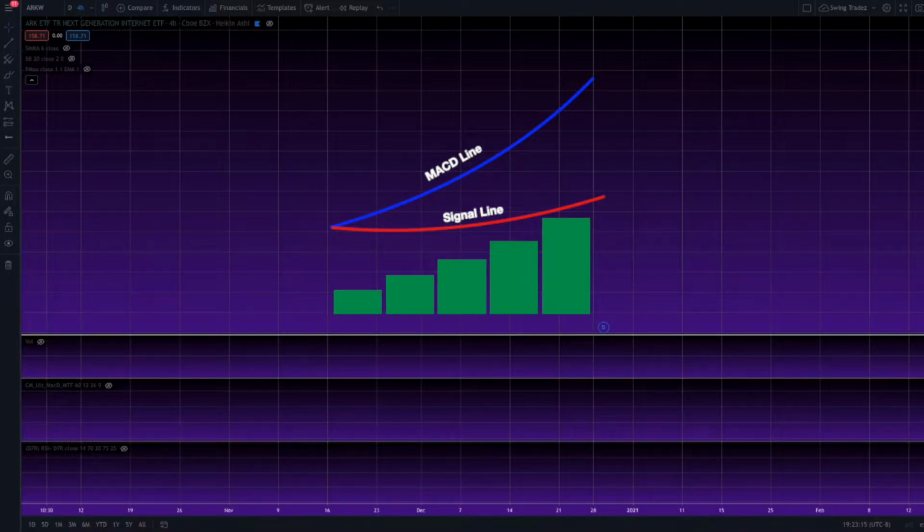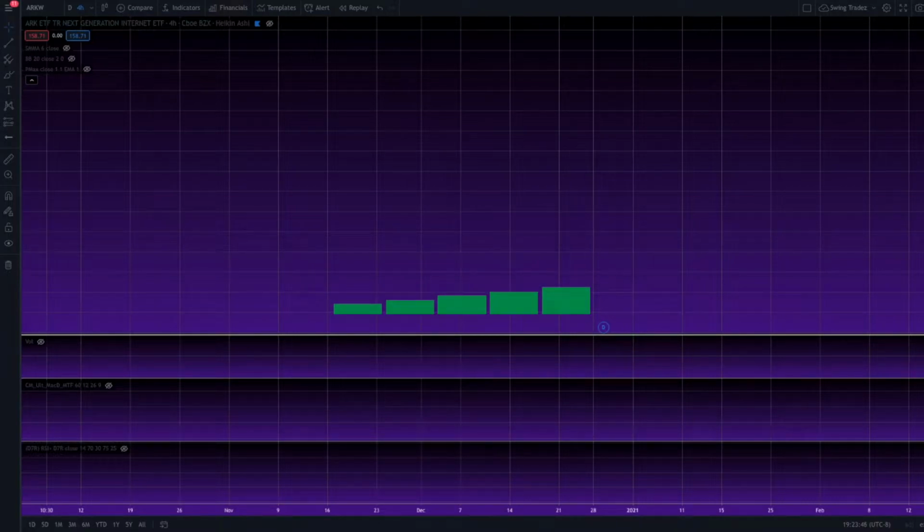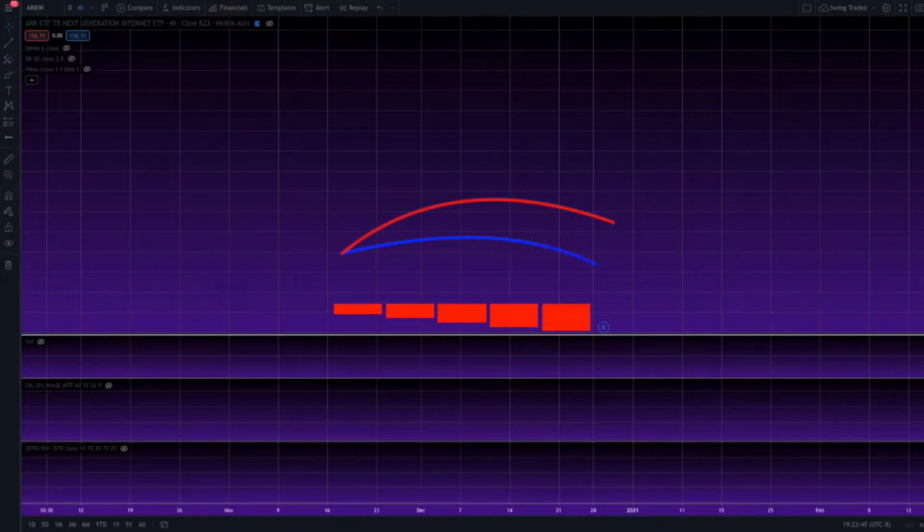When the MACD, the blue line, crosses the signal line and is above the red signal line, that means we have bullish momentum. The bars are the histogram, and they indicate the difference between the MACD line and the signal line. The larger the bars, the bigger the momentum. In this case, they are green due to being bullish. Likewise, when the signal line is above the MACD line, that indicates momentum to the downside, and it's bearish, and the histogram bars are red.